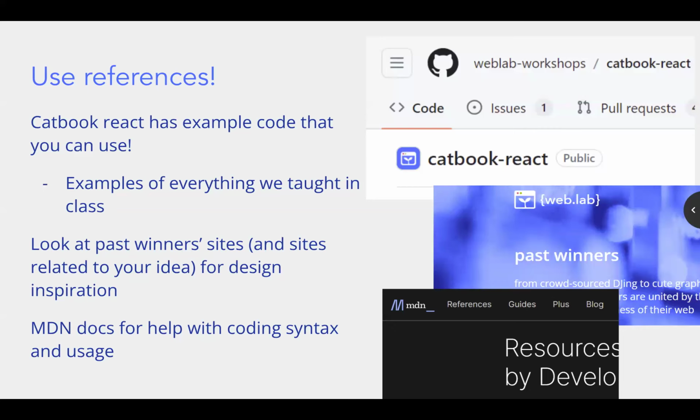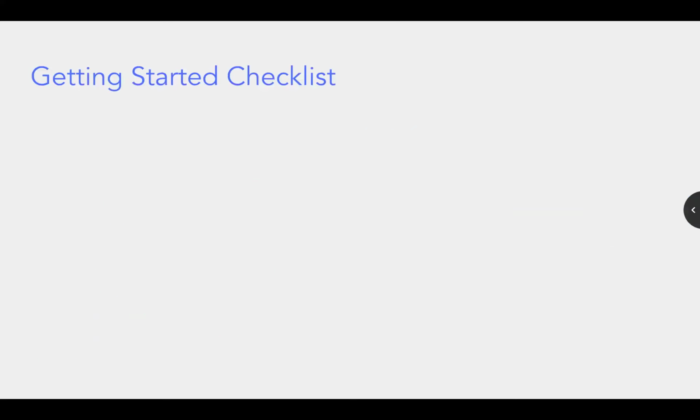You can also look at past winner sites, and I would highly recommend doing so. Just anything that's related to your idea. It could be past winner sites, it could be sites out there in general that are related to what you're working on. And this will help you get some inspiration for how you might design features, how you might design the flow of your site, and potential styling as well. And you can always use MDN. MDN is an amazing resource for coding syntax, examples of how to use things. If you want to search up, I forgot what map does, you can look at MDN. It's very useful for that.